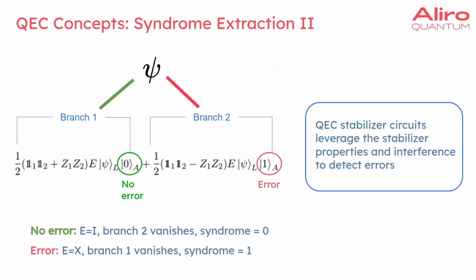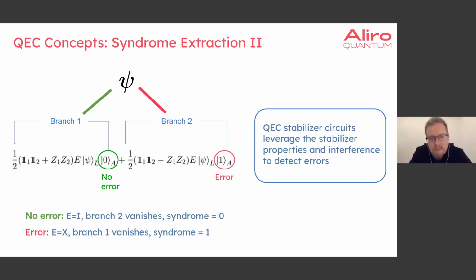So a little bit more detail here. It's okay if you don't follow this, but it is interesting. This is the state that this simple stabilizer circuit is creating. In the two branches of the superposition, in branch 1, we have the sum of identity operations plus our stabilizer operations, which are Z gates in this case, operating on our logical state.